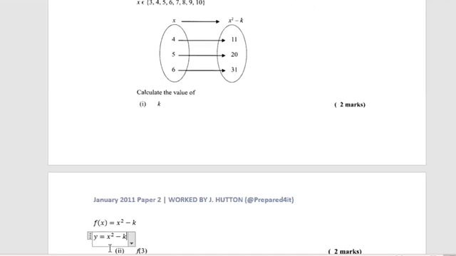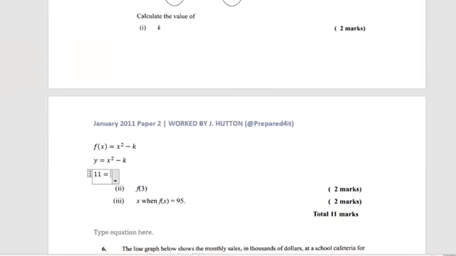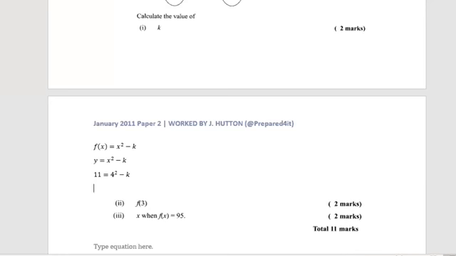I am going to take one of my y values, which is equal to my x value. So I'm going to take 4 and 11. So my y value is 11, and my x value is 4. So it becomes 4 squared minus k, and I am now solving for k. So 11 is equal to 4 squared, which is 16, minus k.